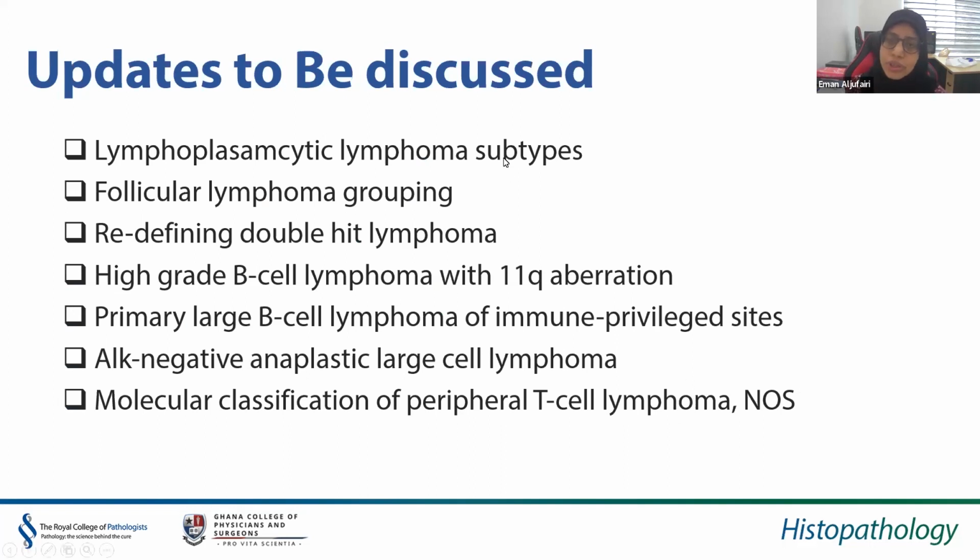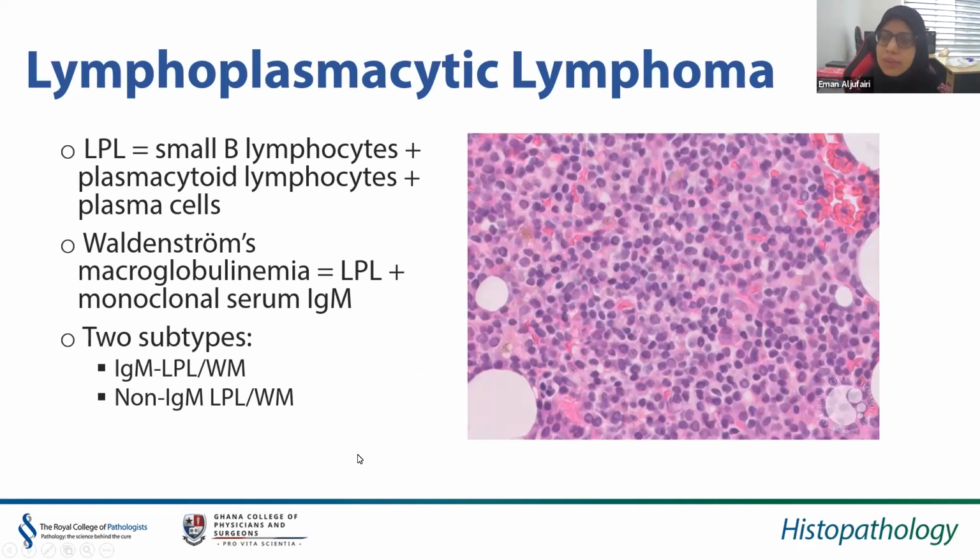I'll start with some low-grade B-cell lymphomas. I'll be talking about lymphoplasmacytic lymphoma subtypes and the change from grading to grouping in follicular lymphoma. Then we go to the high-grade B-cell lymphomas. We redefine double-hit lymphoma and introduce some new terminology by calling high-grade B-cell lymphoma with 11q aberrations and primary large B-cell lymphoma of immune privileged sites. Then I will go to T-cell lymphoma, talking about ALK-negative anaplastic large cell lymphoma, as well as peripheral T-cell lymphoma NOS.